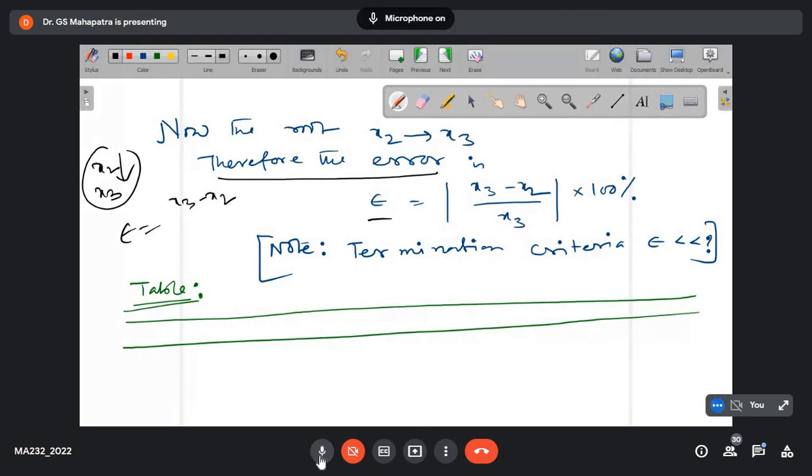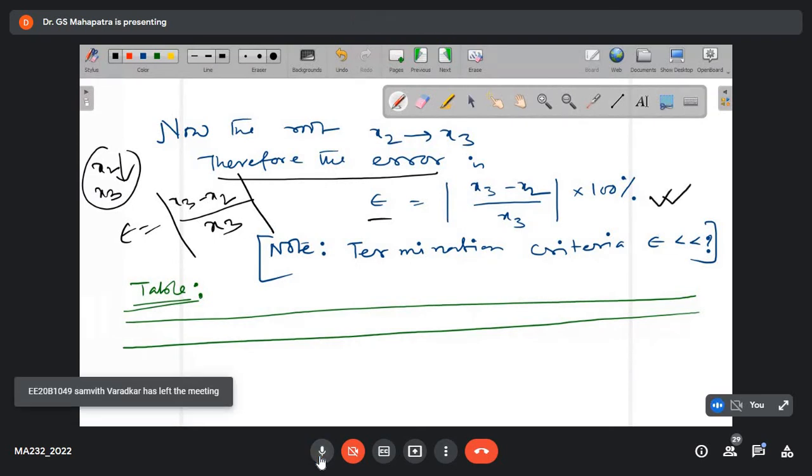This is the difference between these two. So what is this one? x3 minus x2 divided by x3, relative error. Good. And now what is this one? Percentage error. Good. Fine.